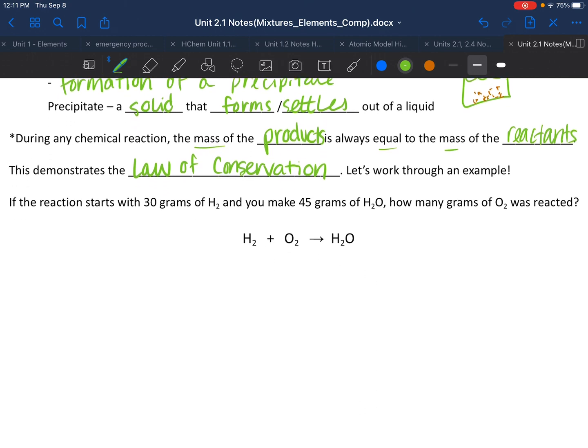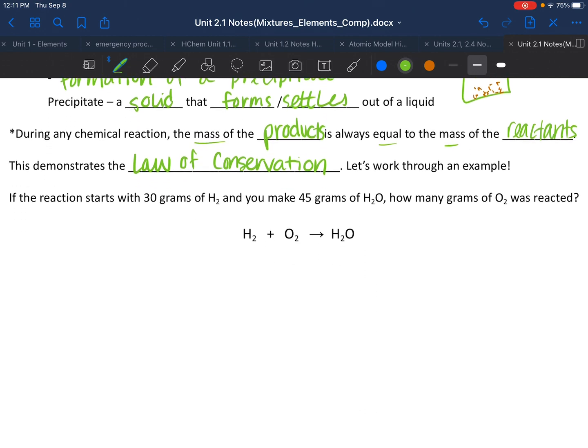And so there's a way we can talk about this just using some simple math. Let's say we have a reaction that starts with 30 grams, so I'm going to abbreviate that as g, of hydrogen. You make 45 grams of H2O, so I'm just putting them under their respective formulas here. How many grams of O2 is reacted? I'm going to make that my X. That's what we're going to solve for.